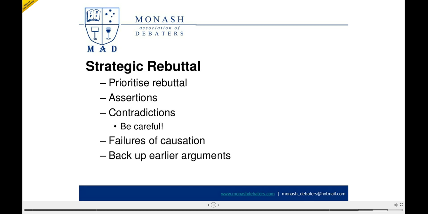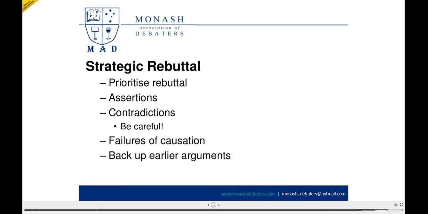Okay, strategic rebuttal. I'm not going to spend too much time on rebuttal, and the reason for that is I've always really believed that rebuttal is something you learn by doing. It's very hard to have rebuttal theory because it's the kind of thing where you basically look at an argument and try to find some weaknesses. So what I'm going to do is just highlight a few important things to look out for, and hopefully you can apply some of these things in debates.